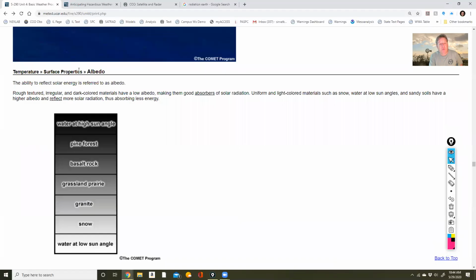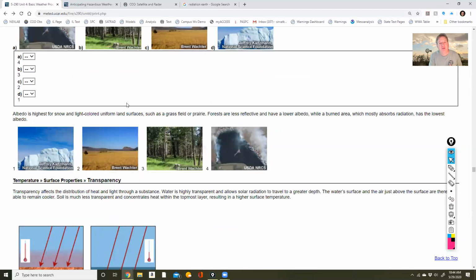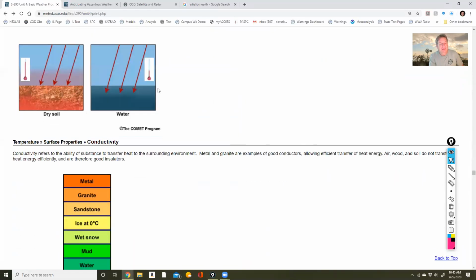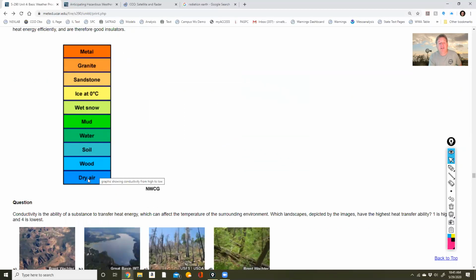We're talking about, here's that word albedo, and they'll give you some other examples. I'm going to go through it fairly quickly. We have a lot to deal with. We have a lot of stuff on weather before we can start applying it to the things that we want to talk about in this class. So you can talk about conductivity. Remember, that's how well does it conduct? What conducts the best? Metal. What doesn't conduct very well? Dry air. Wood. Water is not a very good conductor.